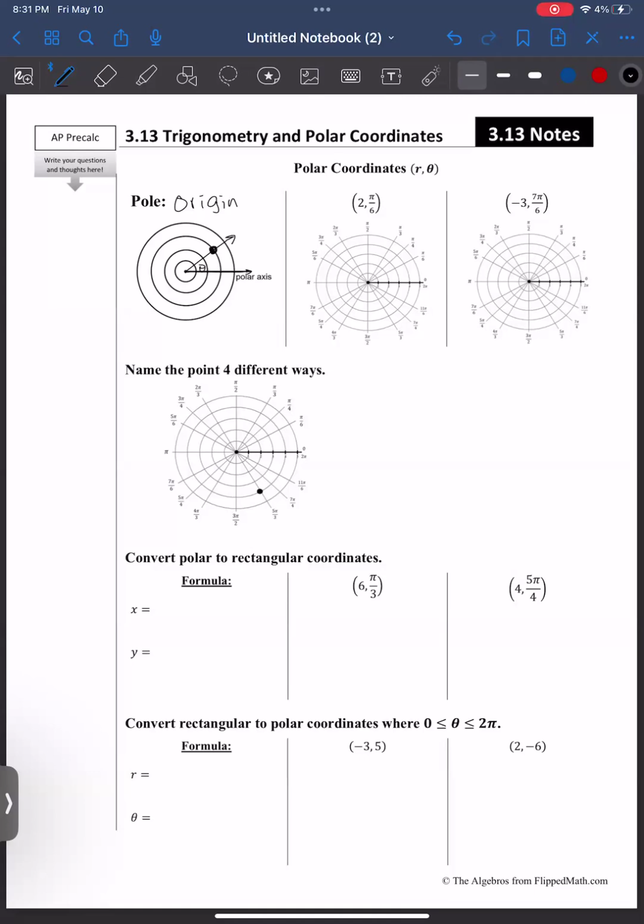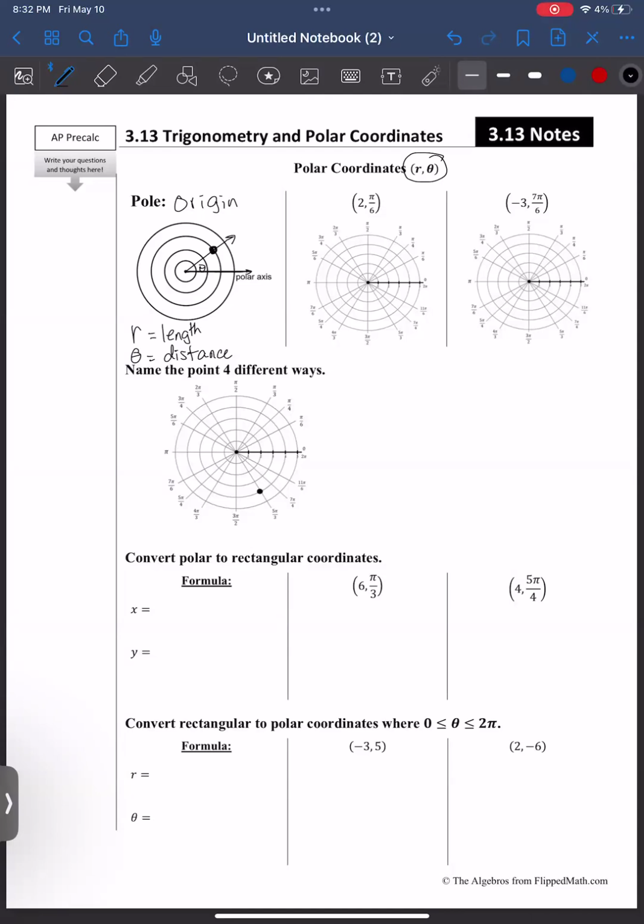Well, in a polar coordinate, it's written as you can see here, r comma theta, where r, which is our radius, is our length, while theta represents our distance.